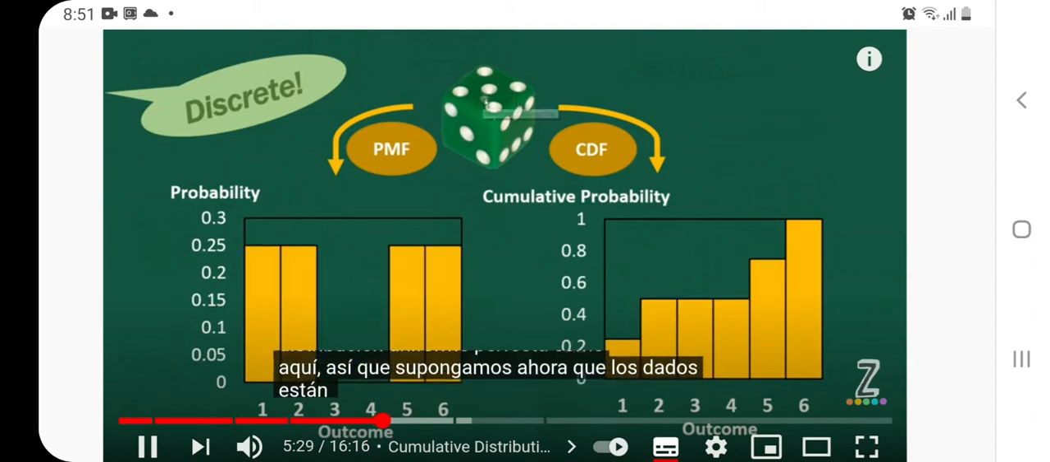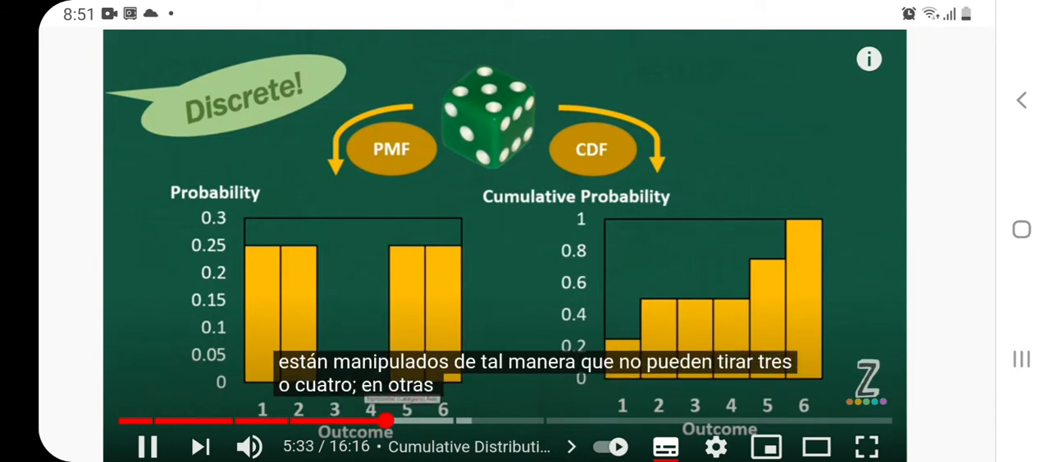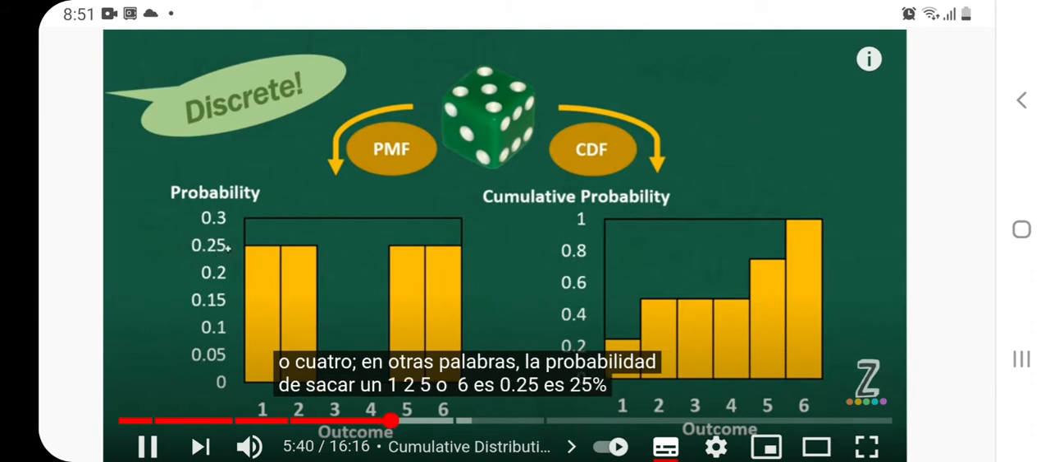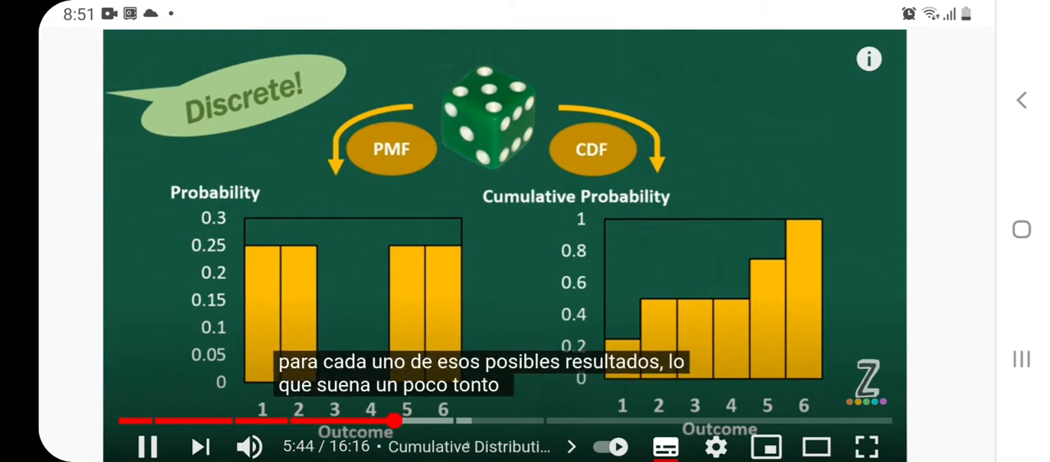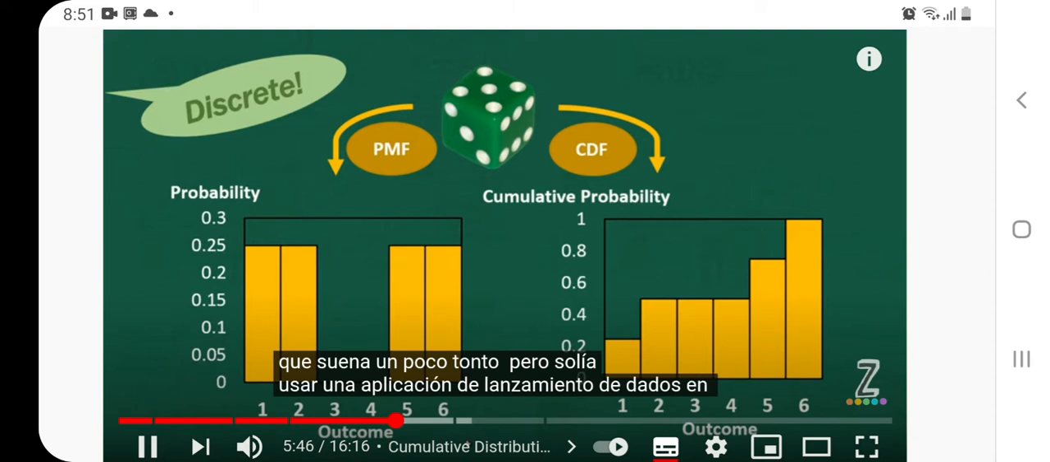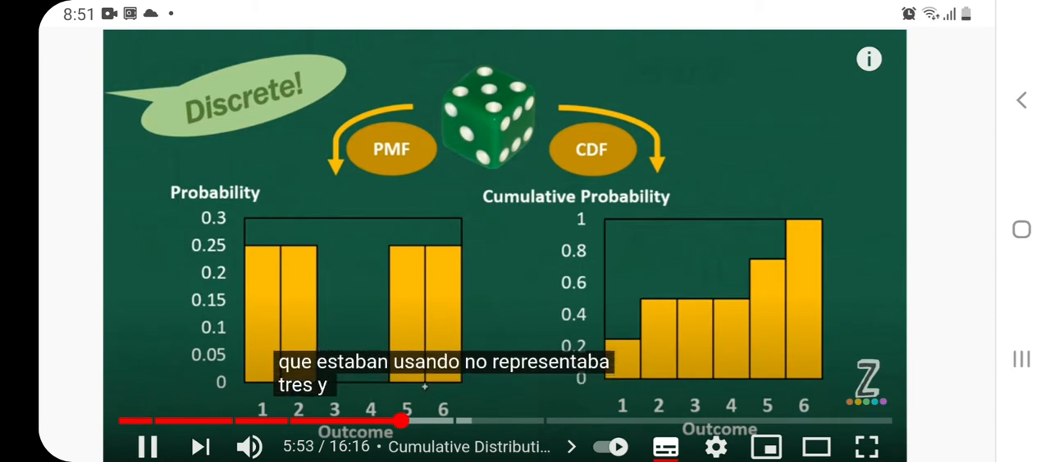So let's pretend now that the dice is rigged such that it can't roll 3s or 4s. In other words, the probability of rolling a 1, 2, 5 or 6 is 0.25, 25% for each of those possible outcomes. Which sounds a bit silly, but I used to use a dice rolling app on my mobile. And I actually found out that the algorithm they were using was underrepresenting 3s and 4s in it. And boy did I write a sternly worded review on the iTunes store.